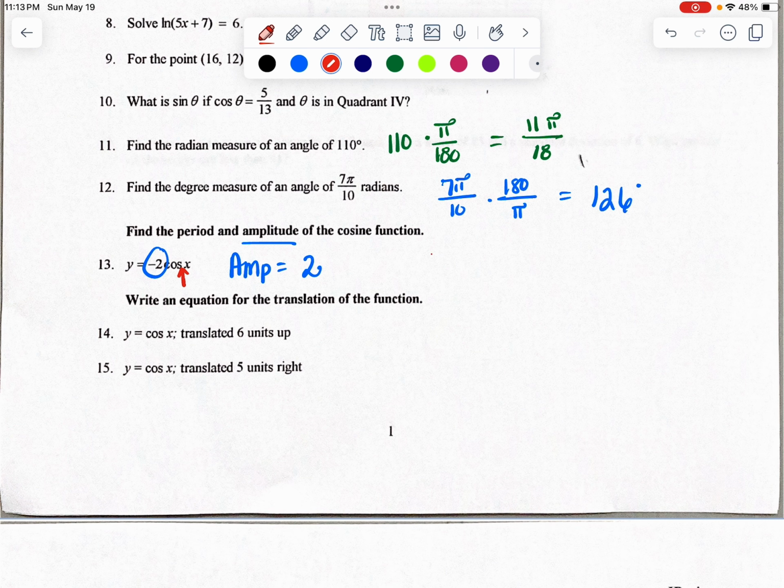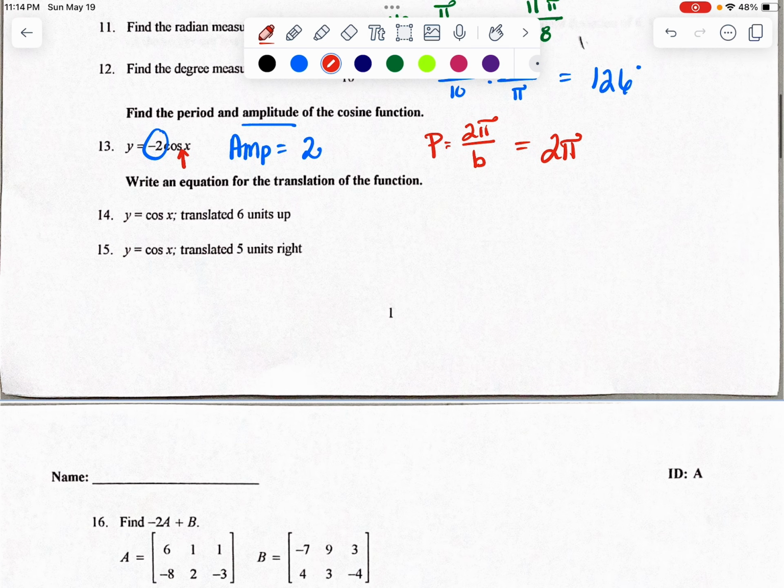The period comes from the number that's in front of the x or your theta. There is a formula for period. It is 2 pi divided by whatever that number happens to be. We called it b. In this case, it's 1. So if it's something else, you're going to do 2 pi divided by whatever that number is. So for this particular problem, it's 2 pi divided by 1, or just 2 pi. So just be careful about that one. So the amplitude and the period. Remember, the period's the length of the wave.